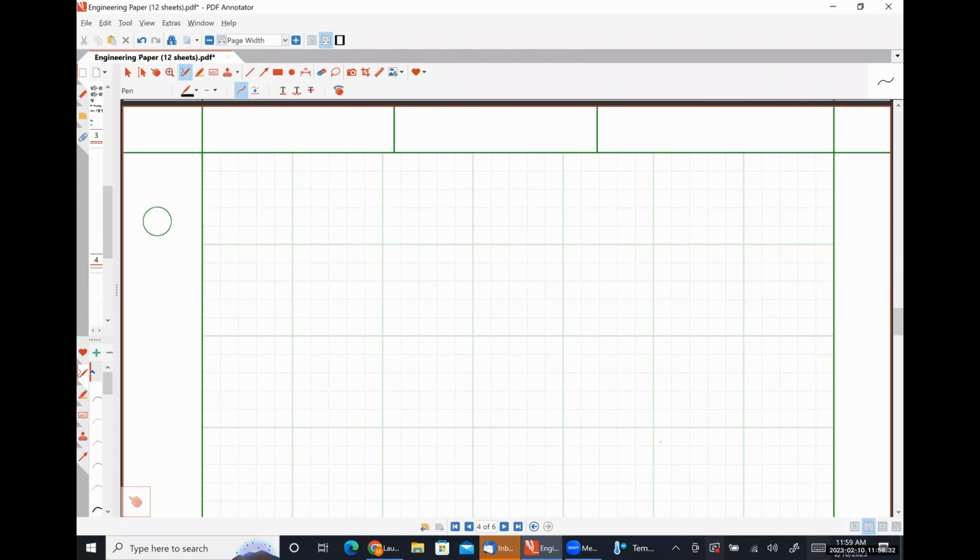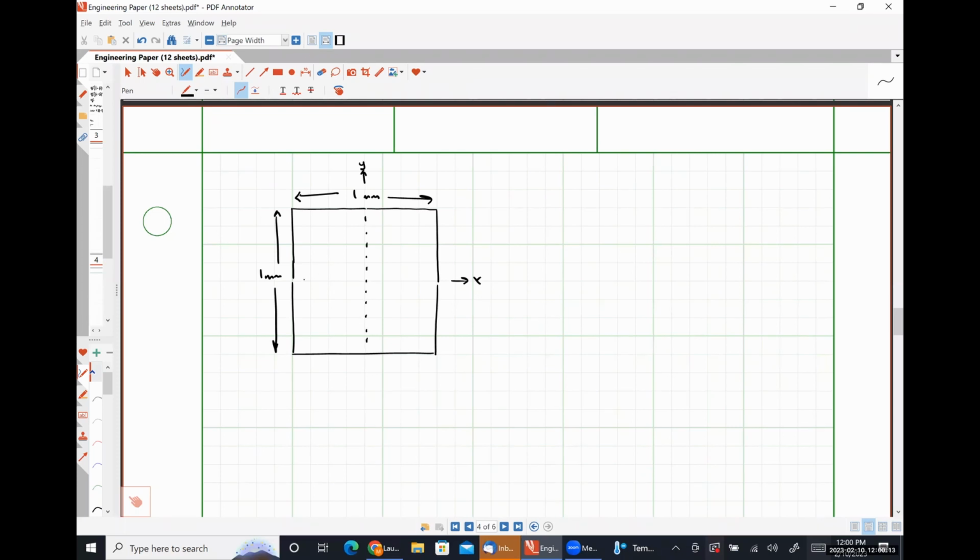Okay, so let's say that we have a plate like so. These are the boundaries of my plate. This distance is 1 millimeter because it's a square plate. This distance is also 1 millimeter. This will be our x direction. This will be our y direction. And I'm just throwing a coordinate system on here.